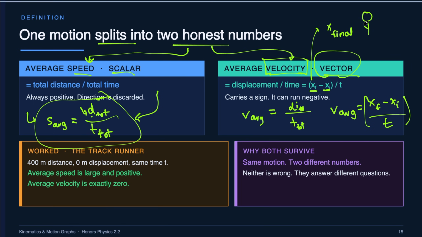So for example, if I started over here at 0 meters and I went over here to 2 meters, then if I stopped over there, my final position would be x f. If I started at 0 meters, my initial position would be x i. And x i is the initial, it's where you start. So average velocity is equal to x f minus x i divided by t.